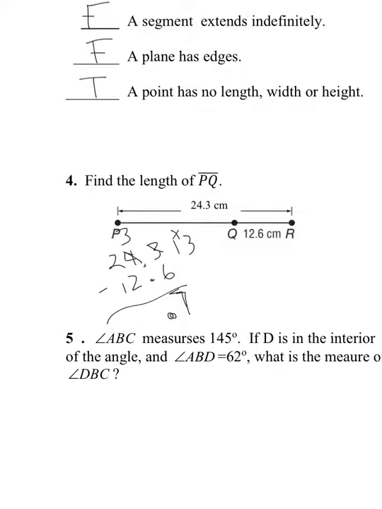Sorry for the messy handwriting. This pen doesn't work as well as I thought. But that's a decimal point. 3 minus 2 is 1. 2 minus 1 is 1. And the answer is 11.7 centimeters.